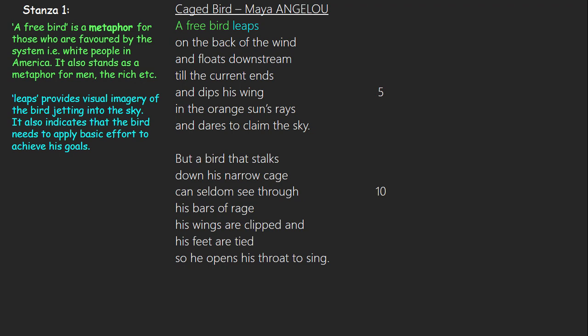So one of the first things we see about the poem is that the poem is in 6 stanzas, but the very first idea that jumps at us is literally a free bird leaping. So we are told that a free bird is a metaphor for those who are favored by the system, by society. For example, white people in America.